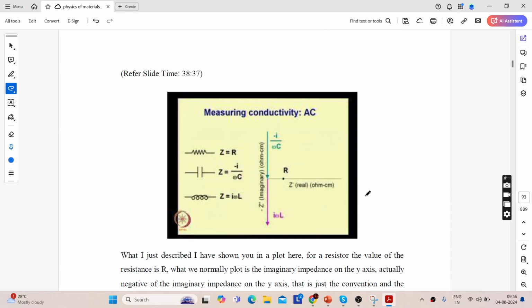Now if we measure the conductivity and plot it, the impedance of the capacitor and the impedance of the inductor will come into the imaginary part, and the impedance of the resistor, nothing but its resistance, will come in the real part, in ohm centimeter inverse. Okay.